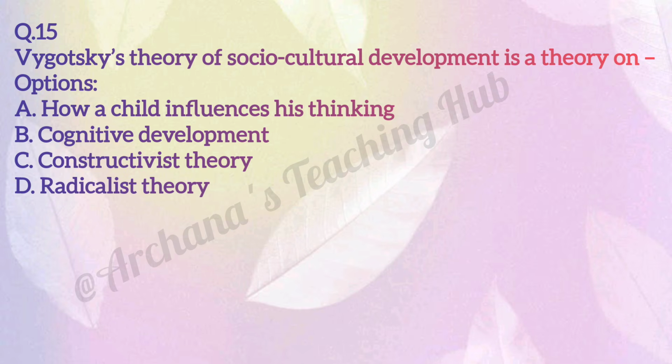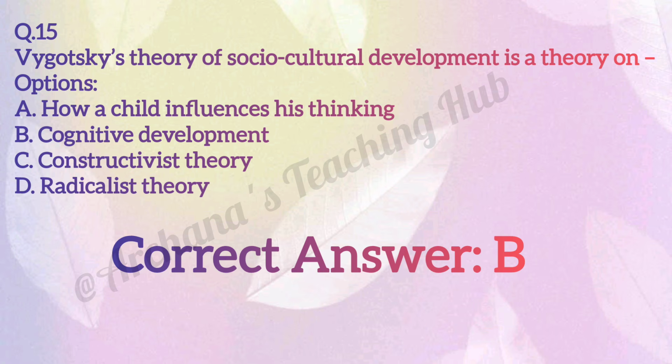Question number 15. Vygotsky's theory of social cultural development is a theory on. Correct answer is option B. Cognitive development theory. The theory explains cognitive development through social interaction.